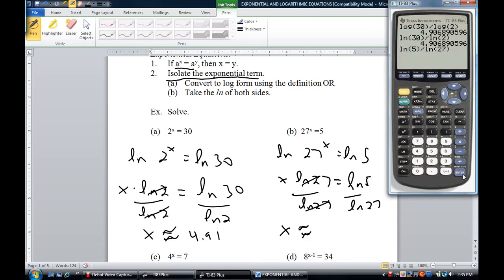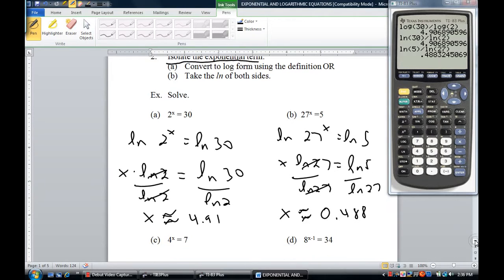And be very careful to close that parentheses after that 5. We get about 0.488. Now how you round depends on what's being asked.